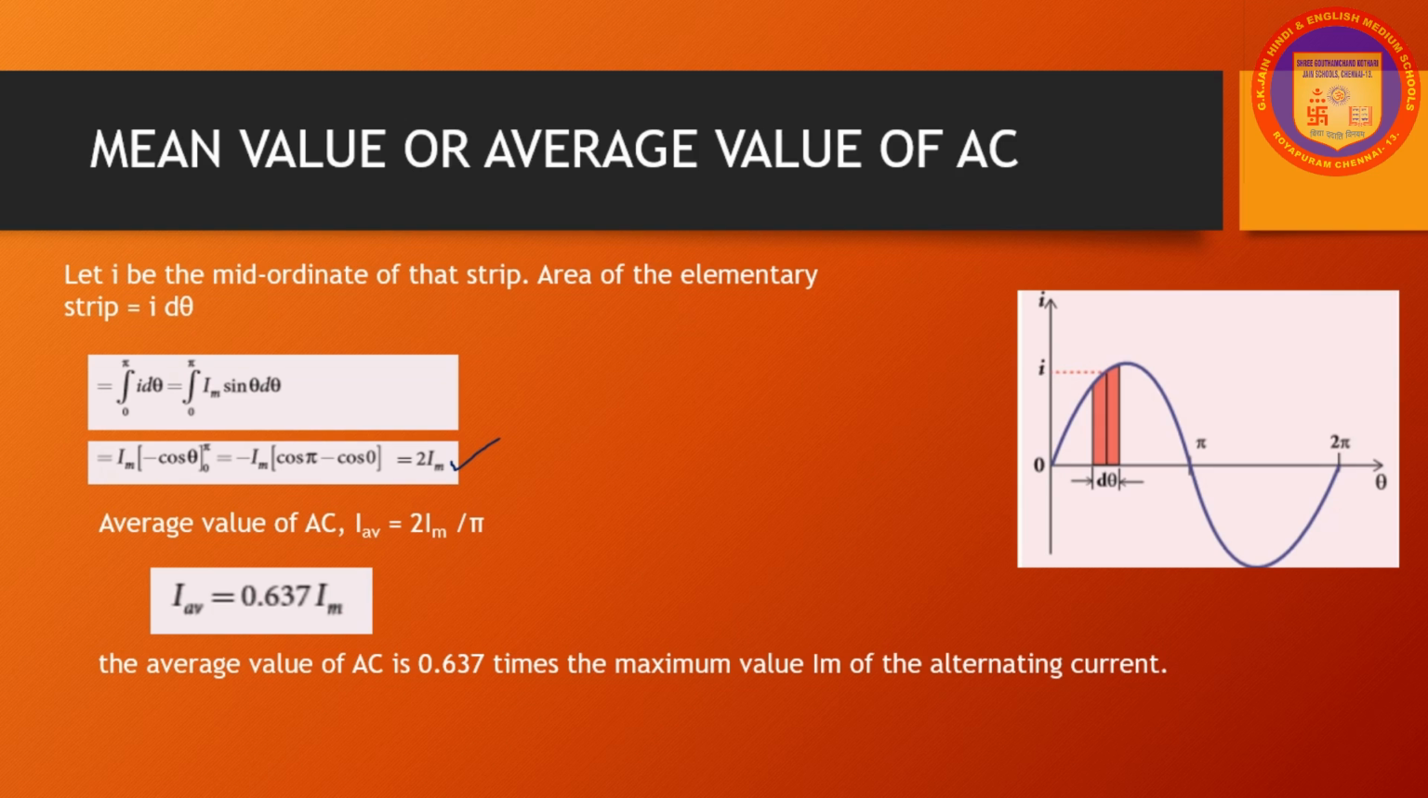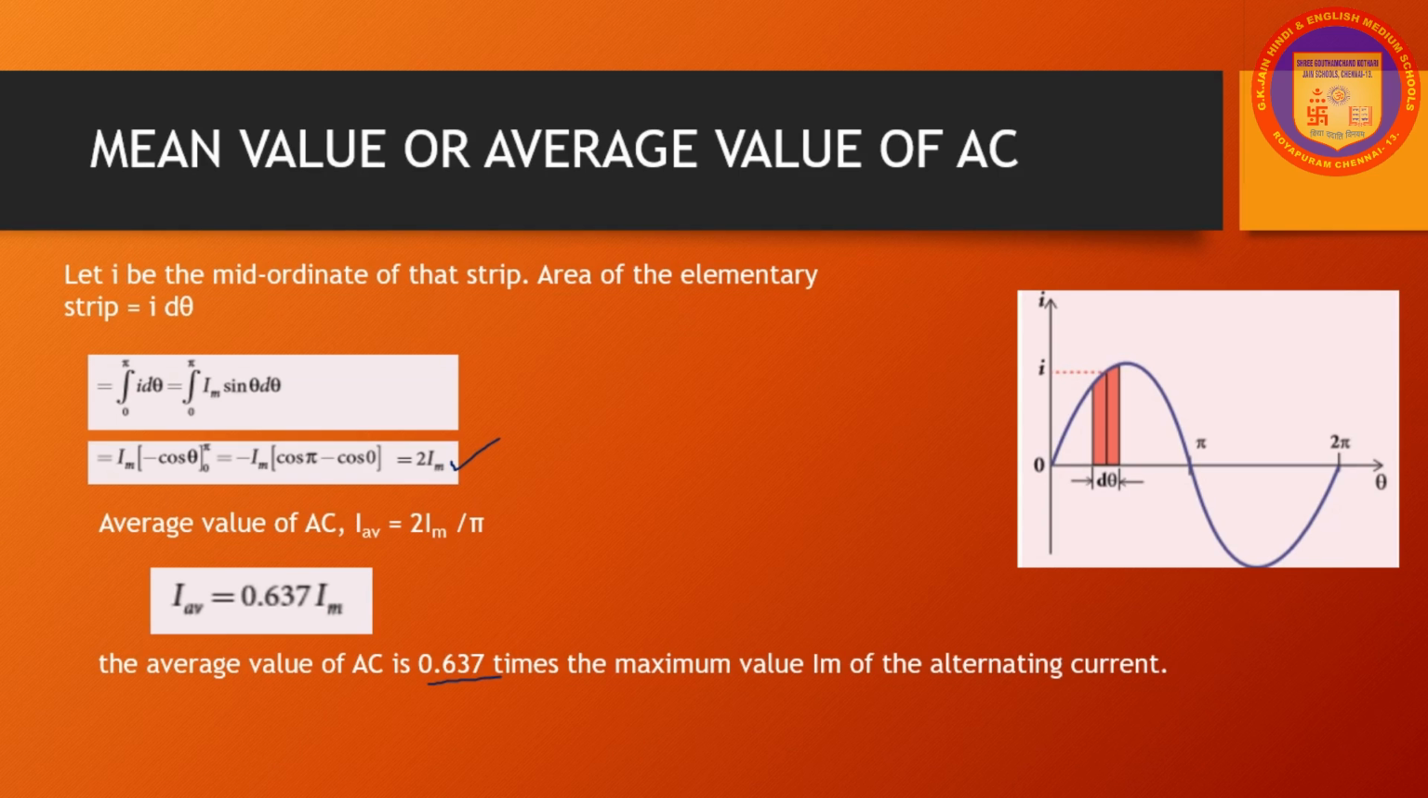So average, substituting this value, we get the average value of AC, that is I average, is equal to 2Im divided by pi. Substituting the value, we'll get I average is equal to 0.637 Im. Hence, the average value of AC is 0.637 times the maximum value Im of the alternating current. For the negative half cycle, I average is equal to minus 0.637 Im. So these are all about your mean value or average value of AC.